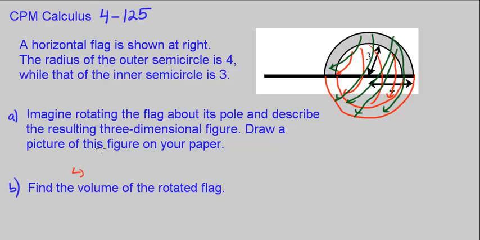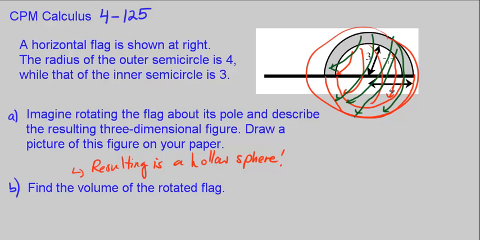So the resulting figure is a hollow sphere. Inside is a hole, just empty space, and then we have just like a ring, but a sphere ring. So it's a hollow sphere. Sometimes chocolate candies are like that.